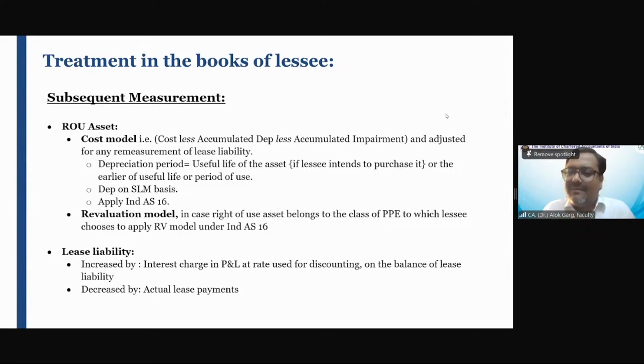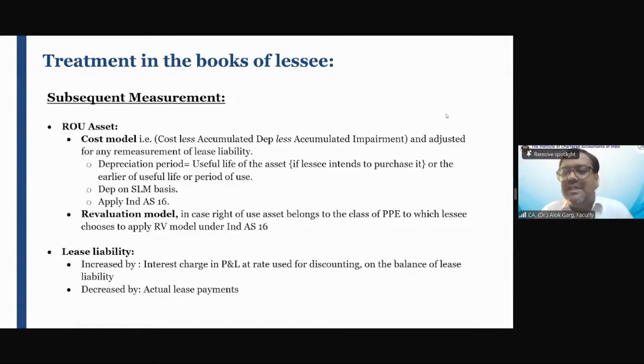So friends, if the lessee is going to purchase the asset, of course, useful life of the asset is the period over which this ROU is going to be depreciated. And you understood why? Because exercise price also came into ROU, purchase price also came into ROU, right? Number 2, if lessee is not going to purchase, option is not there, earlier of 2 tablets or 10 tablets. Is that clear? Earlier of useful life or period of use.